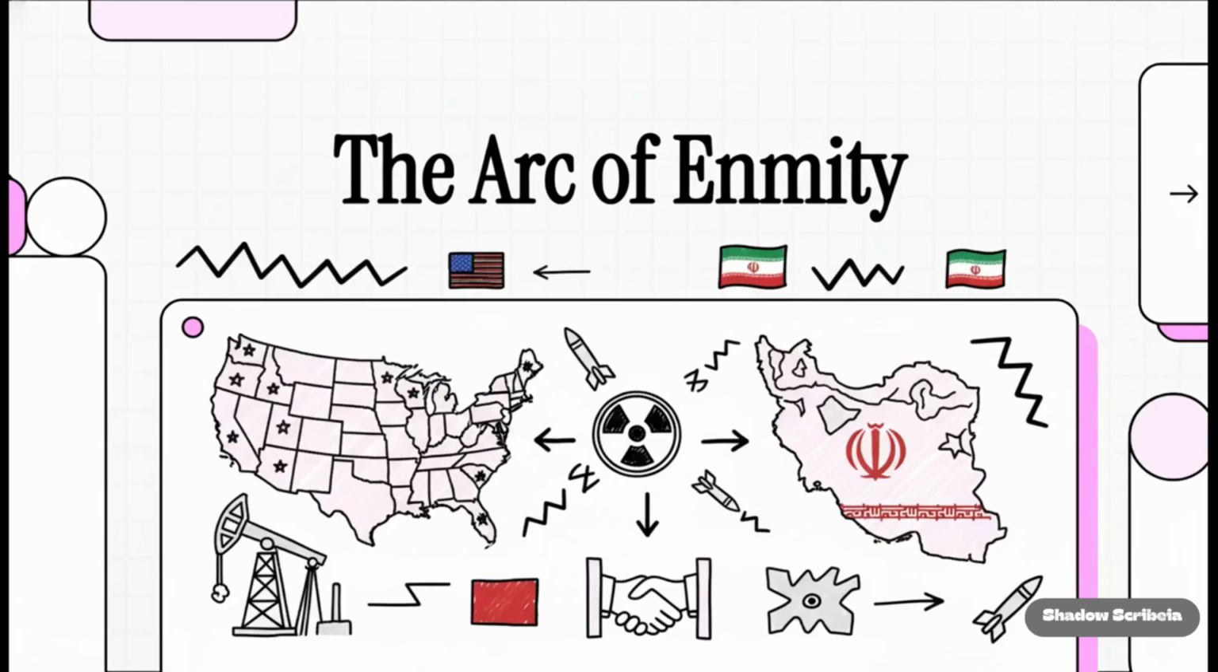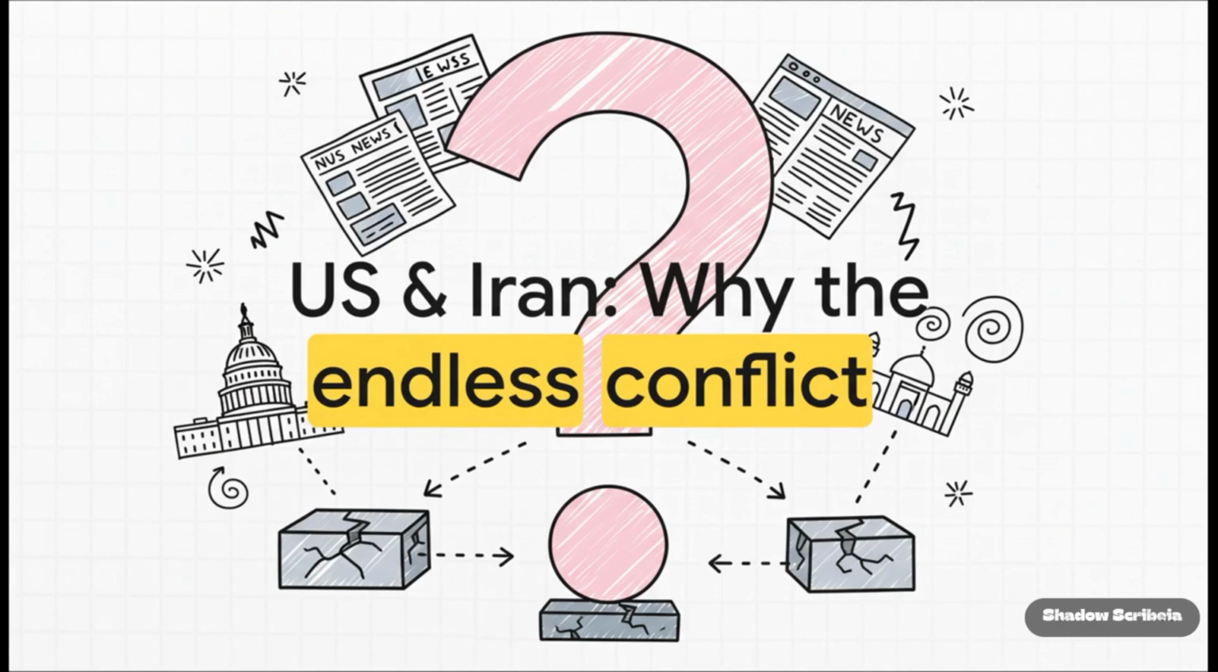For decades, there's been this one conflict that has really defined so much of the modern Middle East. I'm talking about the intense and seemingly endless standoff between the United States and Iran. It's a wild story of how allies became bitter enemies, and today, we're going to break down how it all happened.